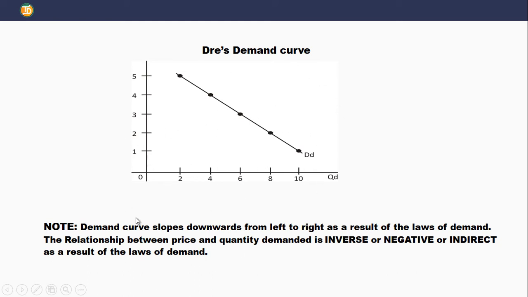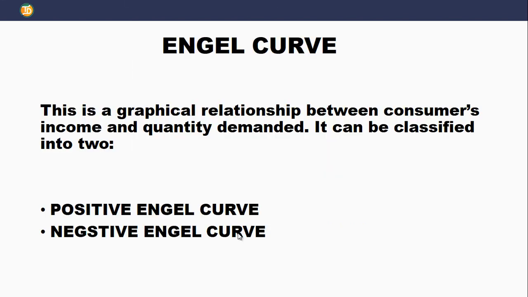As you can see from the note, the demand curve slopes downward from left to right, which is obeying the laws of demand. The relationship between price and quantity demanded is inverse, negative, or indirect. It was established from the laws of demand. From the laws of demand, we have it that ceteris paribus, the higher the price, the lower the quantity demanded, which shows that the relationship between price and quantity demanded is inverse. Now let's take a look at angel curve.